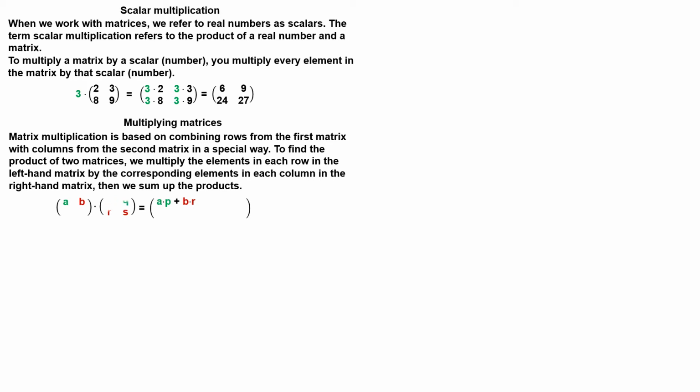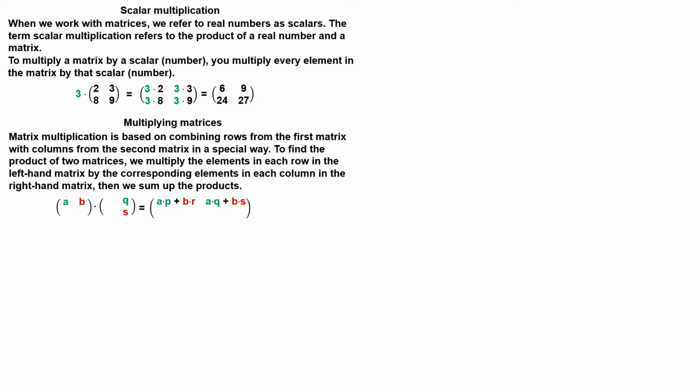We pick the first row of the left-hand matrix and the second column of the right-hand matrix. Multiply the first element in the row by the first element in the column. Then add the second element in the row multiplied by the second element in the column. This calculation forms the element in the answer matrix, which corresponds to row 1 and column 2, because we are working on row 1 and column 2.